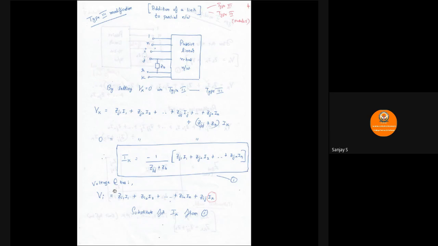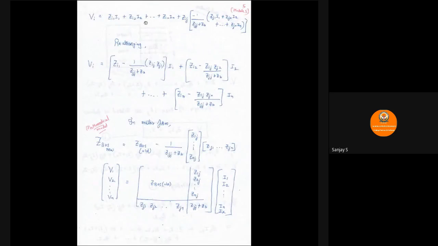Now we try to write the expression for voltage at bus i in general: Zi1 I1, Zi2 I2, Zin In plus Zij Ik. In this expression we substitute for Ik from equation 1. Once that is done, we rearrange and group it in terms of coefficients of I1, I2 and In. So we have Zi1 minus 1 over (Zjj plus Zb) multiplied by Zij Zj1 into I1, and similarly the second term up to the last term, and we try to write it in matrix form.